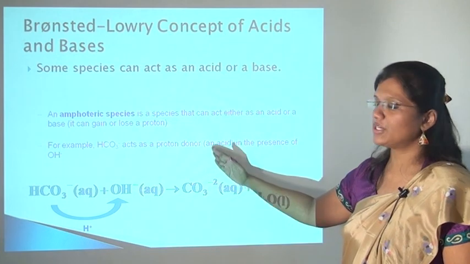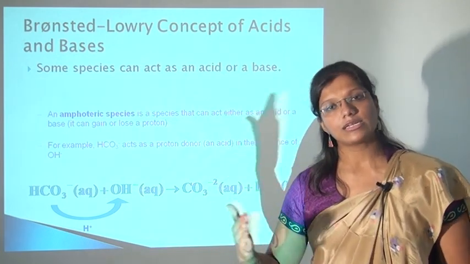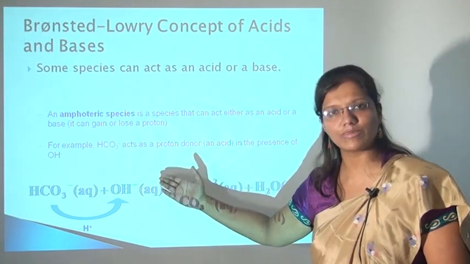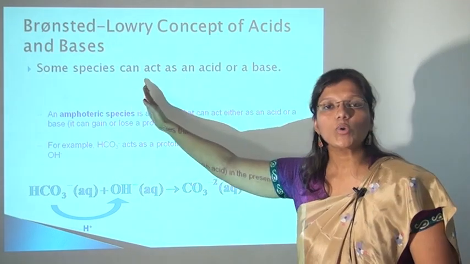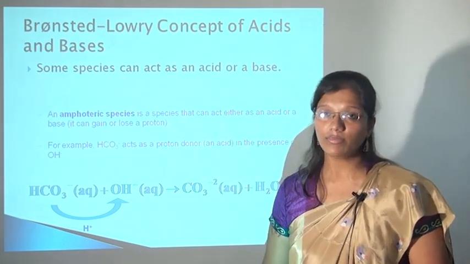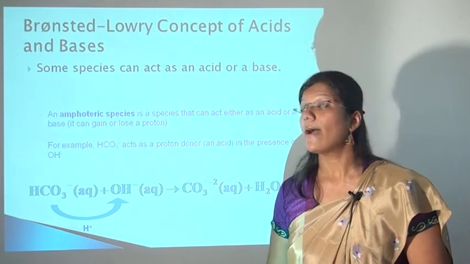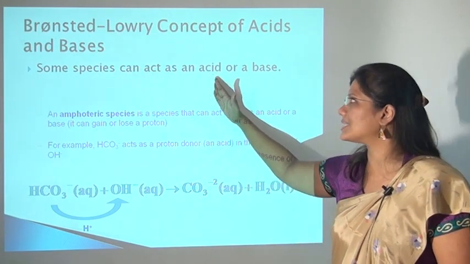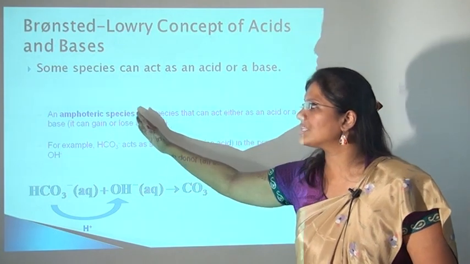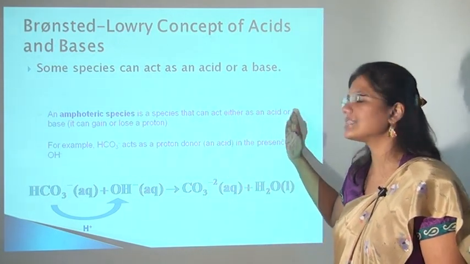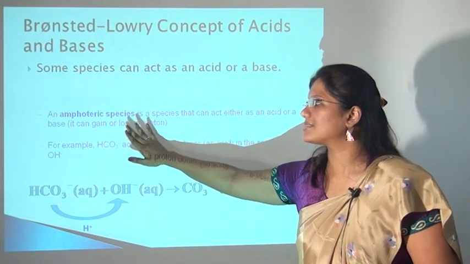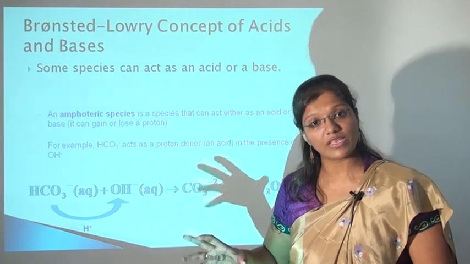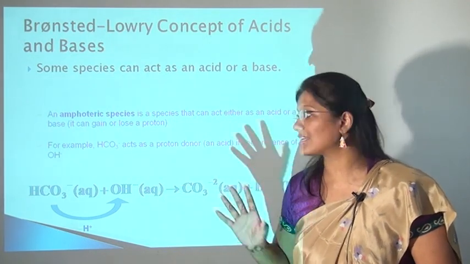Now the next concept which comes is amphoteric substances. What are amphoteric substances, or what are amphoteric species? Each and every compound can behave either as an acid or as a base, but some species can act as both an acid and a base. An amphoteric species is a species that can act either as an acid or as a base. It can gain and it can also donate, so it can behave as both an acid and a base.